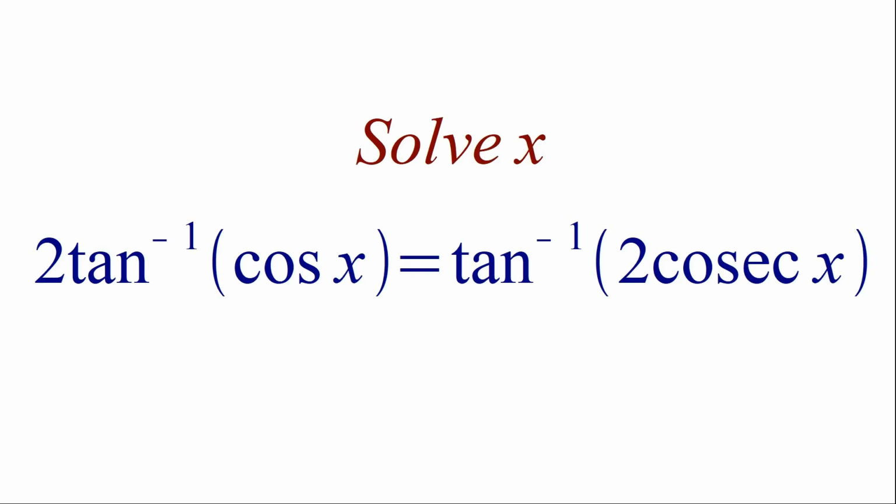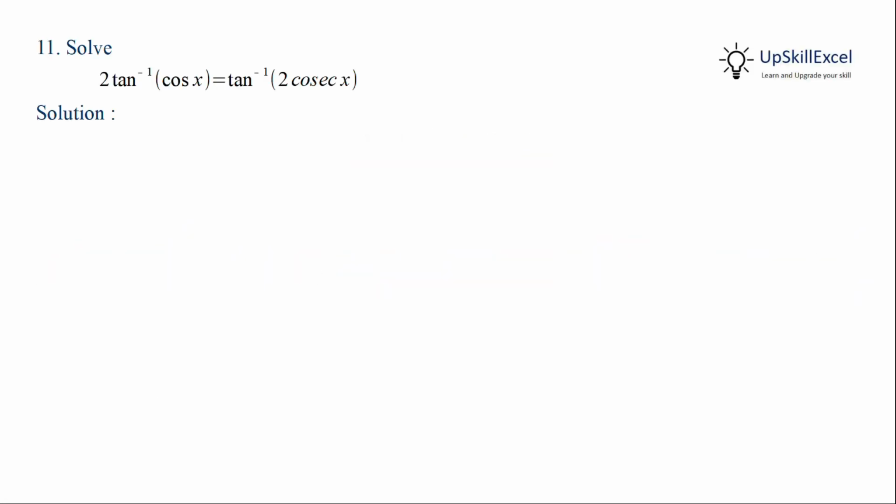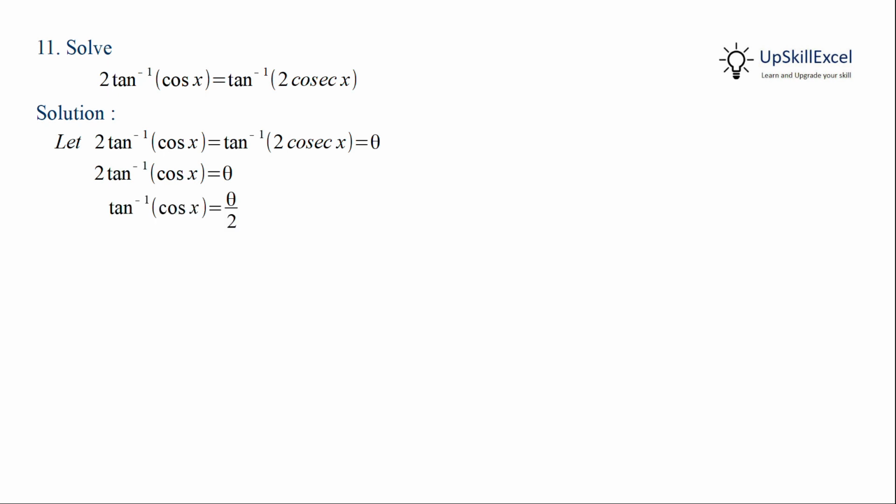Solve 2 tan inverse cos x is equal to tan inverse of 2 cosec x. We'll start by assuming that both left hand side and right hand side is equal to theta. Solving individually for both the sides, we get that 2 tan inverse cos x is equal to theta, or tan inverse cos x is equal to theta by 2. Applying tan on both sides, we get cos x is equal to tan theta by 2.